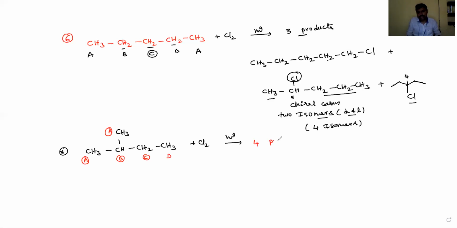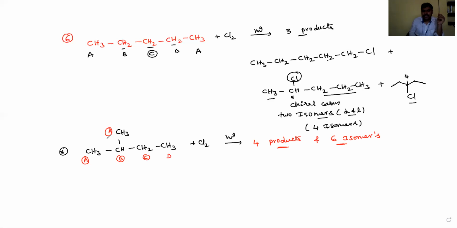Out of these 4 products, 2 products are optically active, because each has one asymmetric carbon. They produce 2 plus 2, 4 isomers. Adding the other 2, a total of 6 isomeric products are possible. Okay, dear students, let's see what the 6 isomers are. I will write them from the first one onwards.